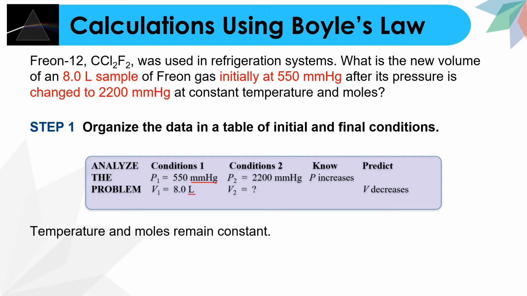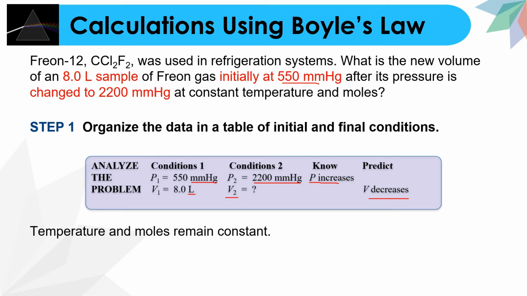Now, yung initial pressure is 550 millimeters of mercury. Then, yung starting volume naman is 8 liter. Now, yung what is asked is yung volume kung na-change yung pressure from 550 to 2,200 millimeters of mercury. From here, alam mo na kaagad na yung pressure increases kasi from 550 to 2,200. So, expected mo na yung value ng volume would decrease because of Boyle's law na there is an inverse relationship between pressure and volume.